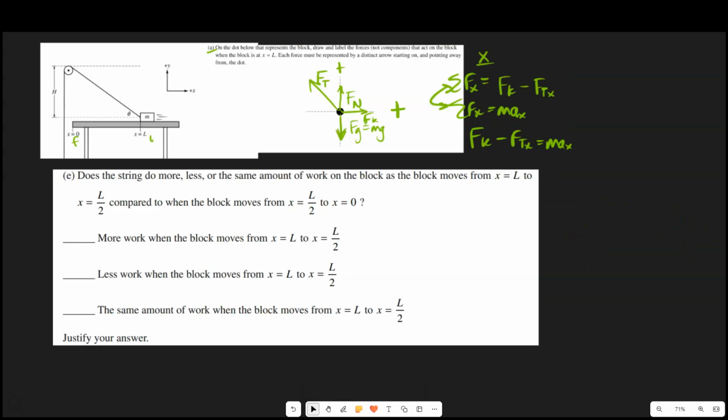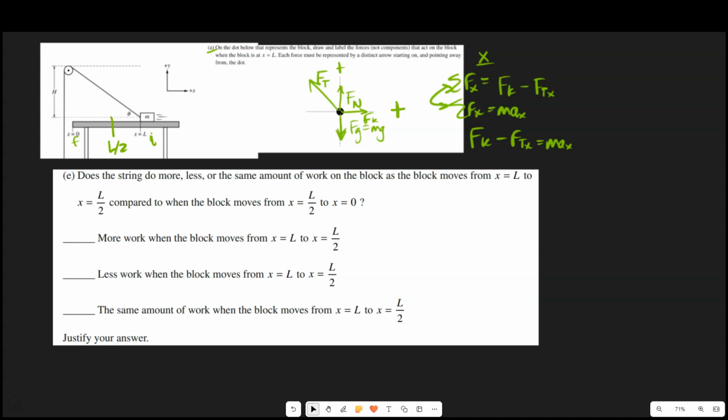Okay, and last but not least, the question says, does the string do more or less or the same amount of work on the block as the block moves from x equals L, the initial position right here, to L over 2, this is L over 2. So essentially they're asking about, does it do the same amount of work, or less work, or more work in the first half of this?